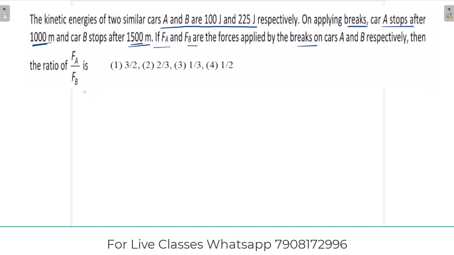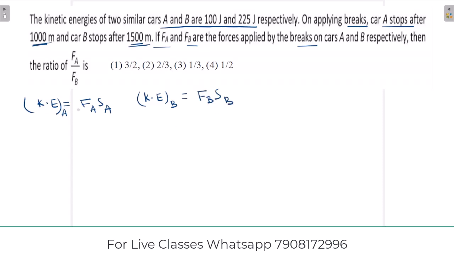So for car A, the kinetic energy is equal to the work done, that is force FA into distance SA. And for B, the kinetic energy of B is equal to the work done, that is force FB into SB, that is force into displacement.